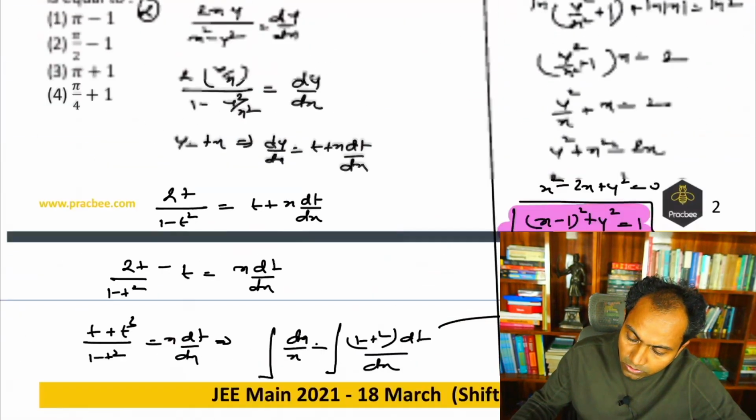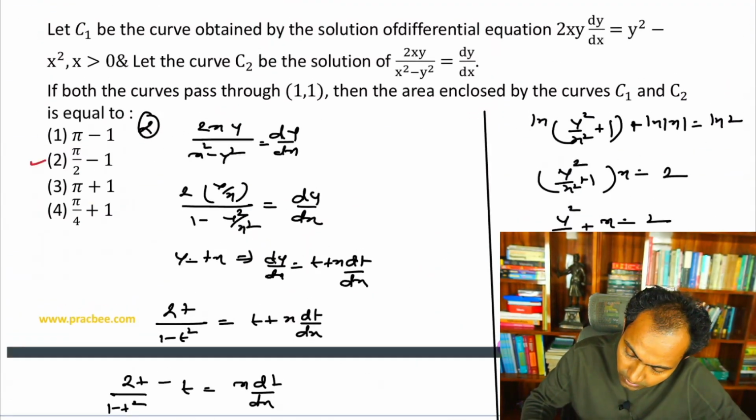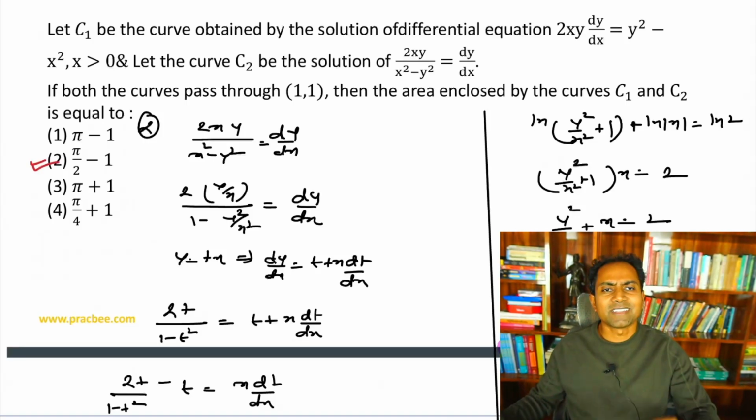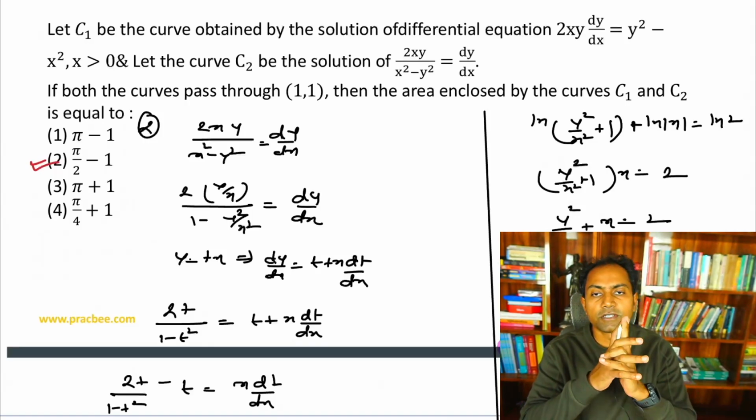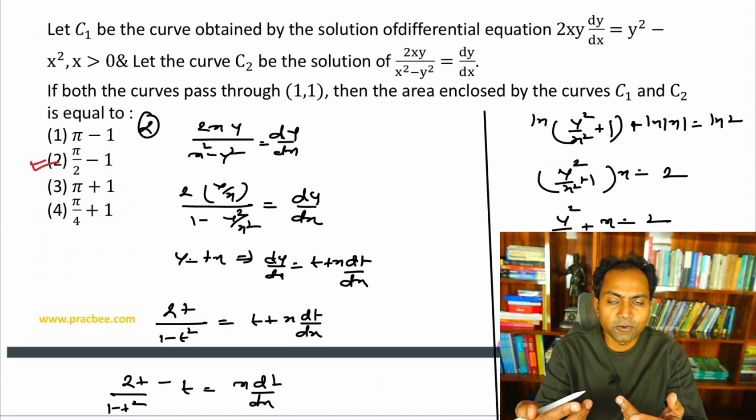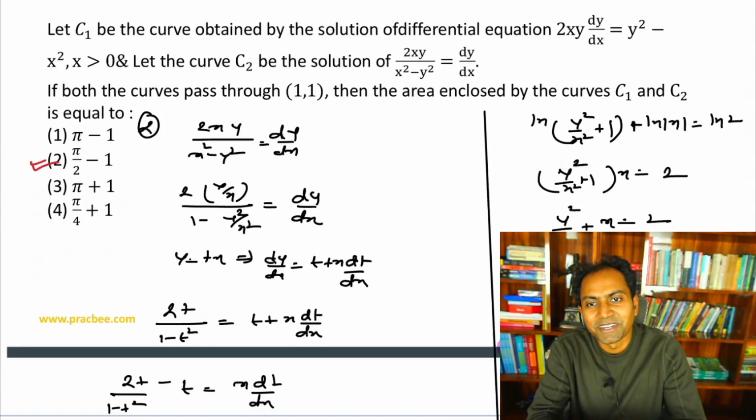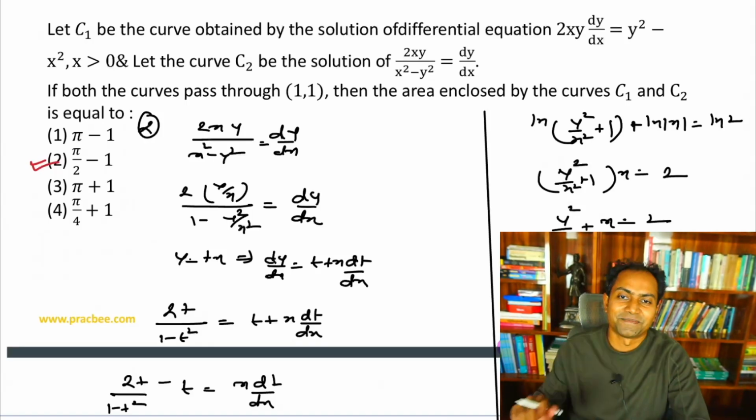Therefore, let us look into the options. So you can see that B option satisfies. So it is an extremely long question. There are two parts. First, to find the first curve by getting the first differential equation, then get the second curve by integrating or doing the second differential equation, then find the area after that.